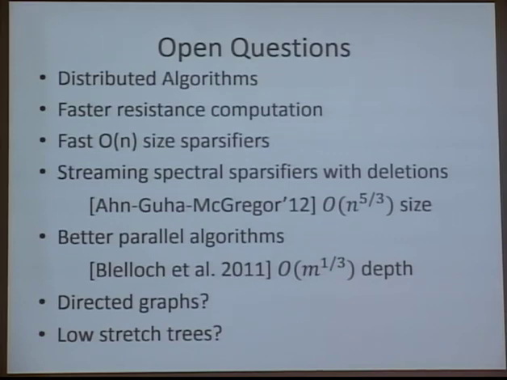There are good parallel algorithms for solving linear equations that have depth m to the 1/3, but again, related to the first point of computing resistances, can you do better than that? And then can you do anything for directed graphs? You can't sparsify directed graphs, that's known, but can you do anything for directed graphs, basically? And then can you do other things in the streaming model, like walks or spanning trees? Okay, that's it.